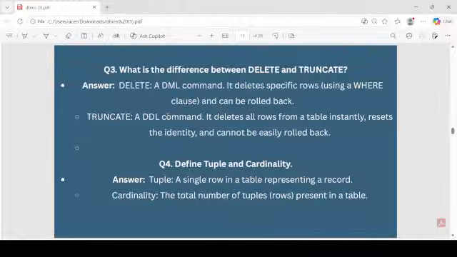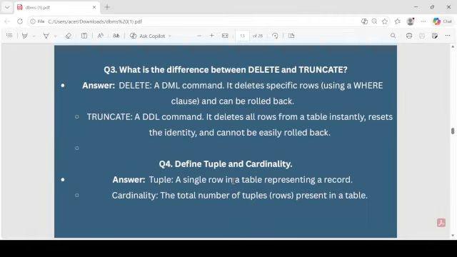And truncate command is basically a DDL command, so data definition language command, where it deletes all rows from a table. So there we delete specific rows, and truncate will delete all the rows of a table instantly, reset the identity, and cannot be easily rolled back. So these are the differences between delete and truncate.